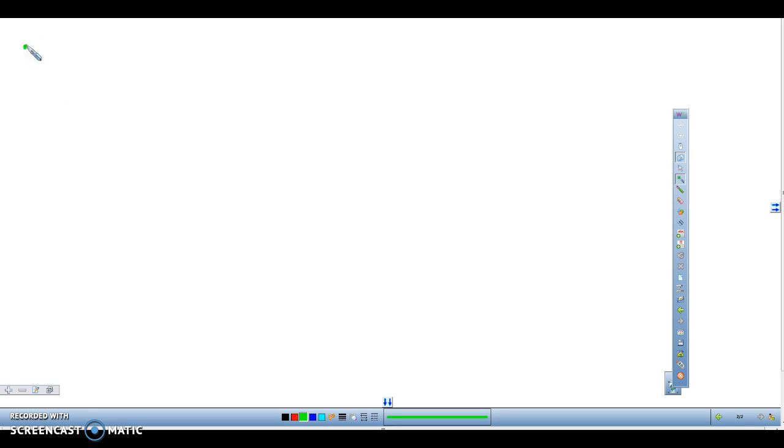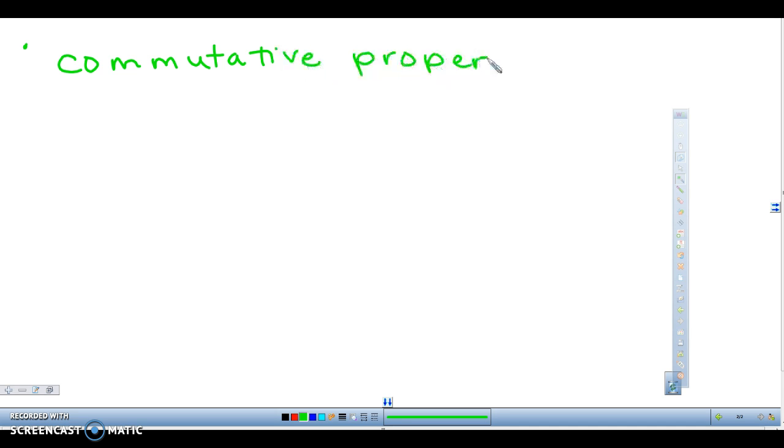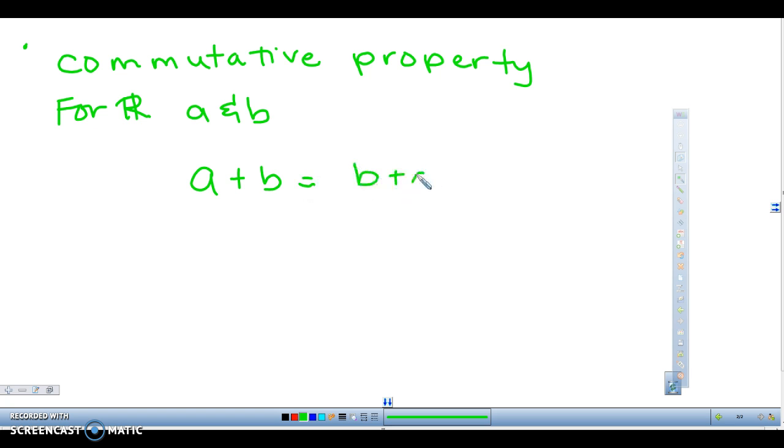The next property is the commutative property. Again, this is one you've probably seen a million times since second grade. And we have a commutative property of addition and multiplication. So, for all real numbers A and B, we know that A plus B is equal to B plus A, and we know that A times B is equal to B times A.